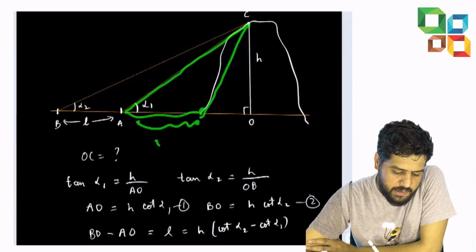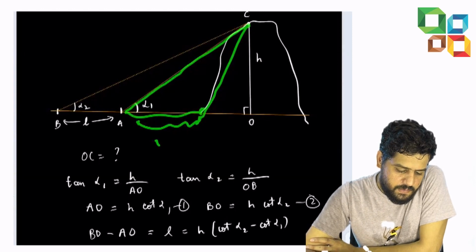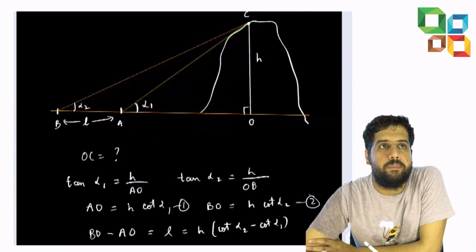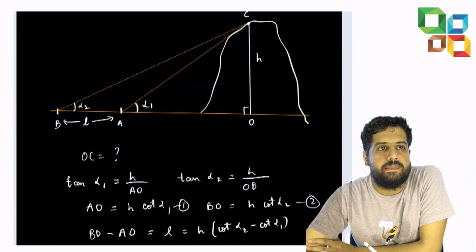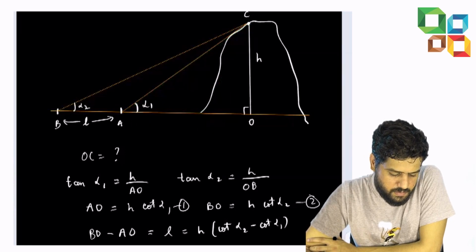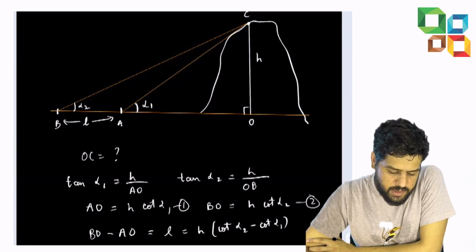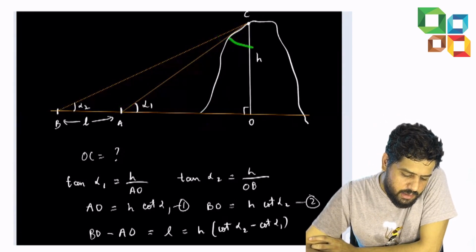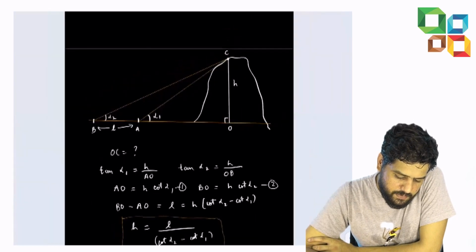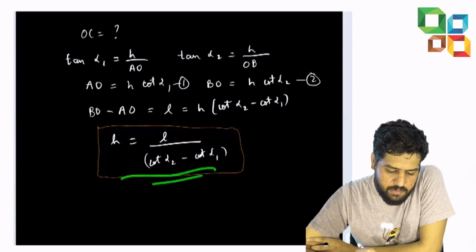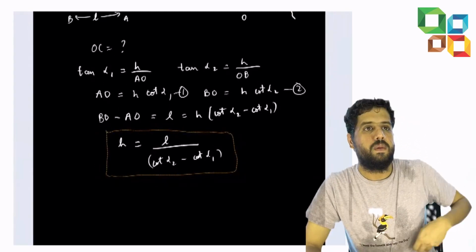Even if you know this length, this won't be a right angle. So you won't be able to calculate this length also. Yeah, Siddharth, you can calculate all the angles in ABC. That we'll get. But finally, your calculation will come to this. Okay. L by cot alpha 1 minus cot alpha 2.